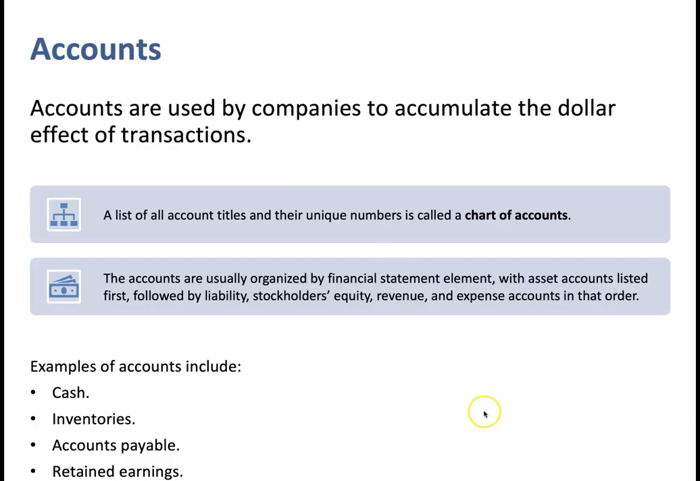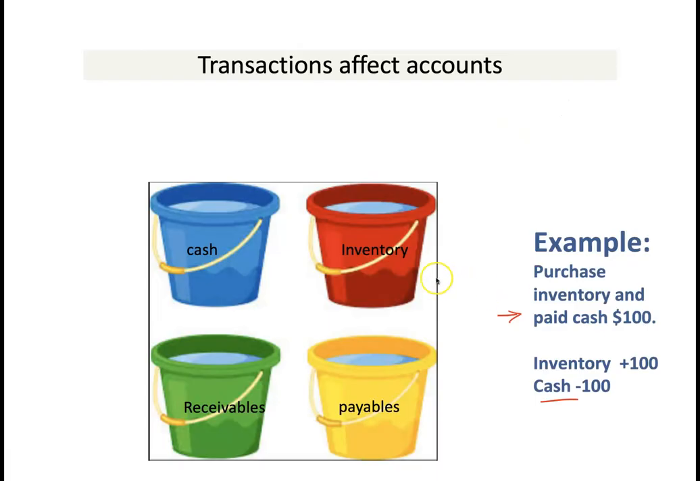Let's start with something called the accounts. Accounts are a basic element of accounting system. Accounts are used by companies to accumulate the dollar effect of transactions. Now, what does that mean? We can visualize accounts as different buckets. For example, if we have a cash account, you can visualize it as you have a cash bucket.